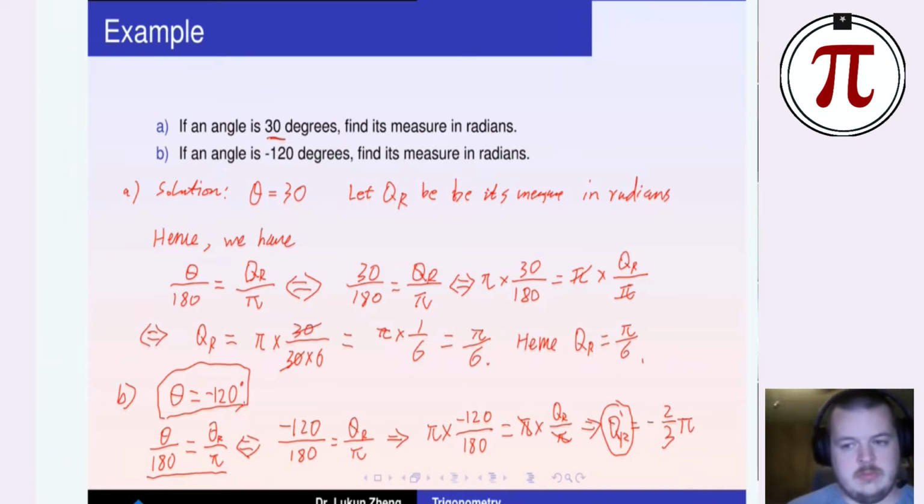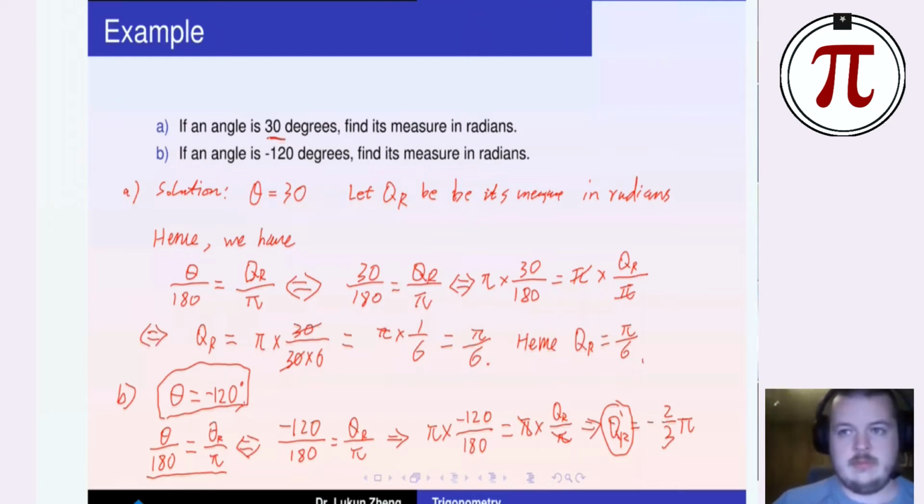Okay, so just make sure that you know how to use the calculator to do the conversion, from a decimal to a fraction, from a fraction to a decimal. Make sure that you know how to do that. Now this one is a pretty simple one. It's negative 2/3 times pi. So therefore, theta sub r equals negative 2/3 times pi.